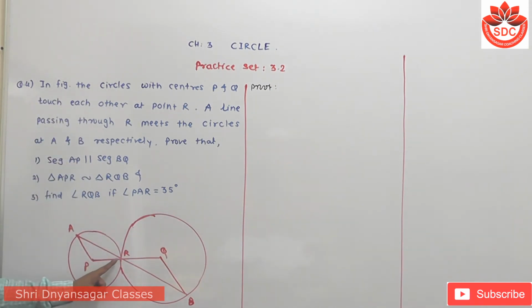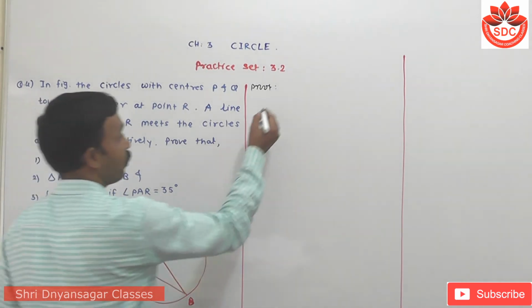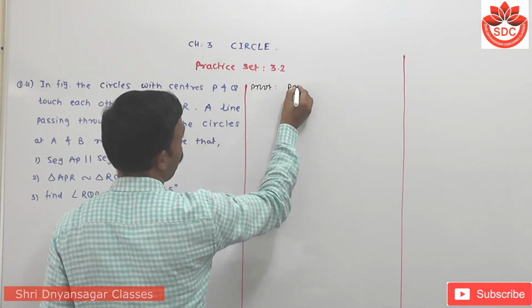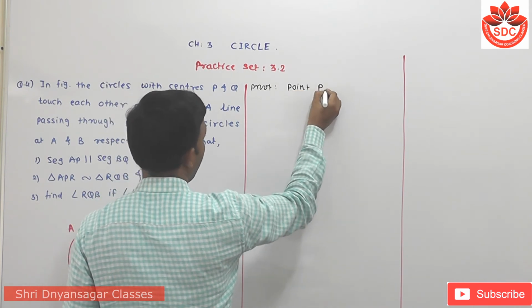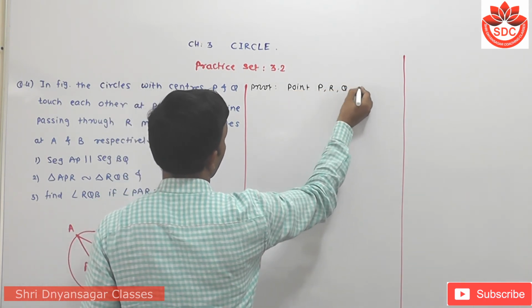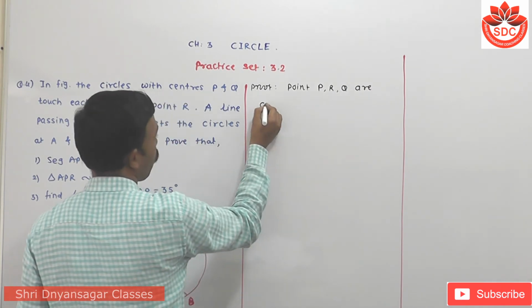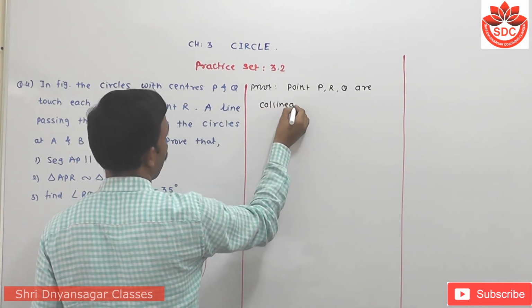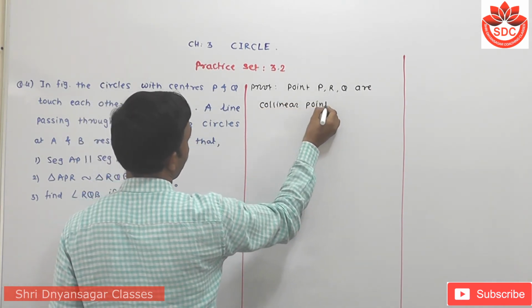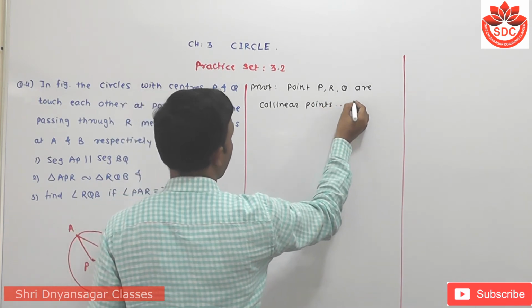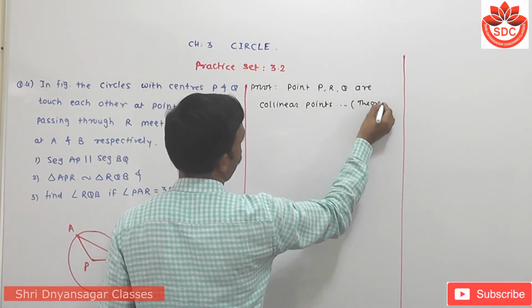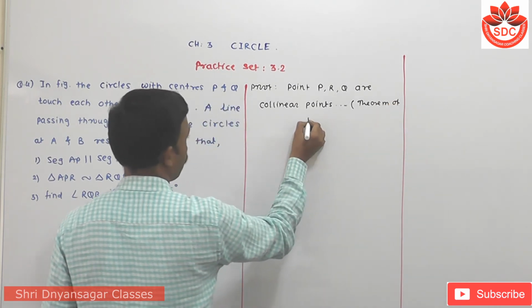Student, here the point R is the point of contact of these two circles. This means that these two circles are externally touching circles, so the points P, R, Q are collinear points. First I will write here: points P, R, Q are collinear, by using the theorem of touching circles.